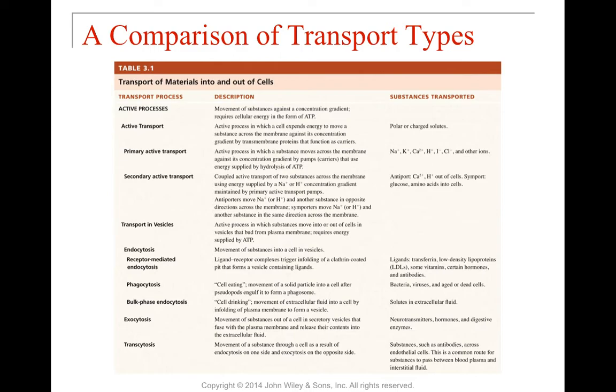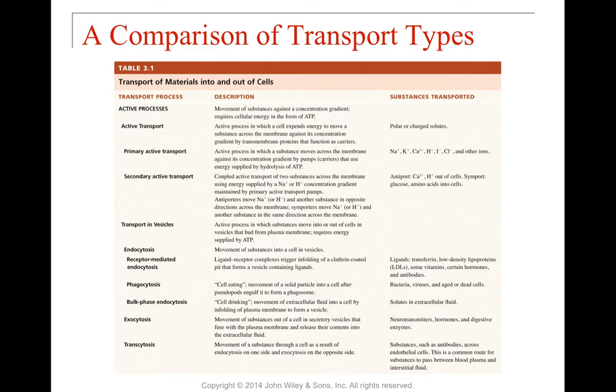Secondary active transport is basically when we're hitching a ride, right? It's a coupled active transport system. So one thing is going to be coming in going with the concentration gradient, and something else is going to be either coming along with it or leaving at the same time. We have symporters, whereby two things come in at once, and antiporters, whereby one thing comes in and one thing goes out, again, opposite directions.